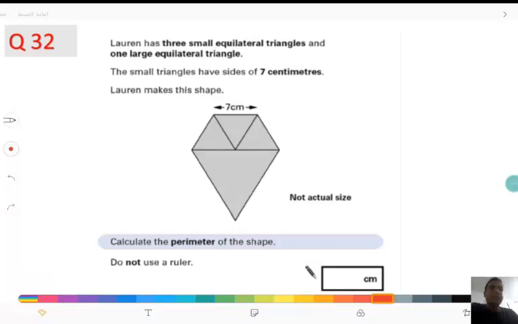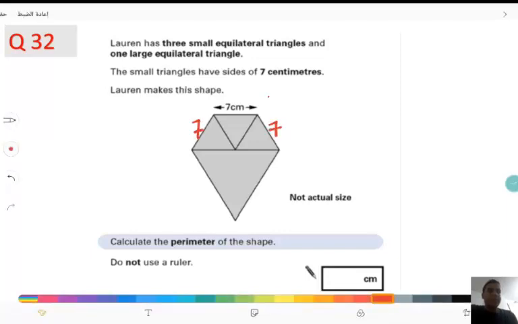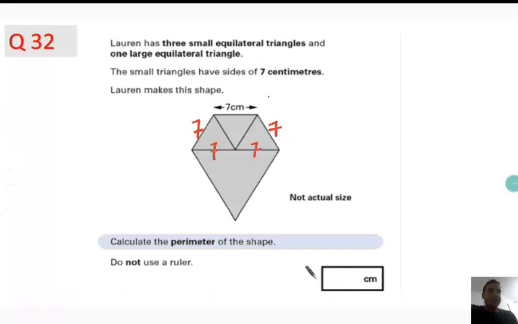Lauren has 3 small equilateral triangles and 1 large equilateral triangle. The small triangles have sides of 7 centimeters. Lauren makes this shape. Calculate the perimeter of the shape. Do not use a ruler. Okay, let's start. So this is an equilateral triangle, that means this one is 7. That one is 7 centimeters. Here 7. Here 7 as well.